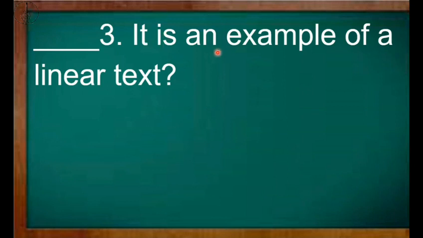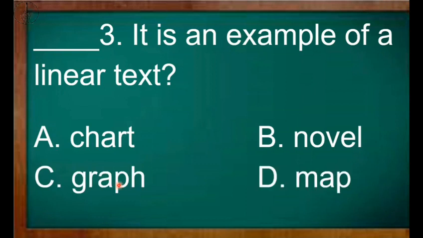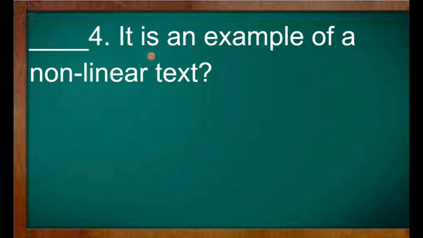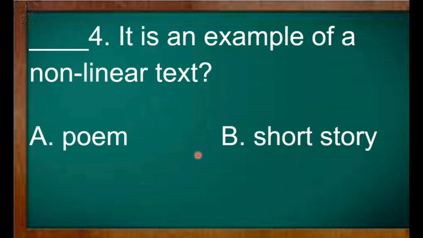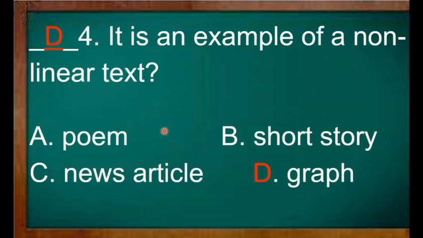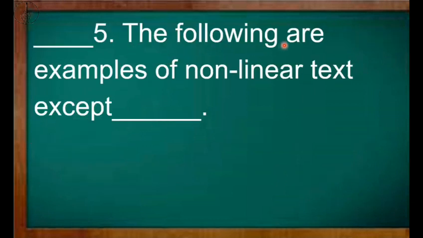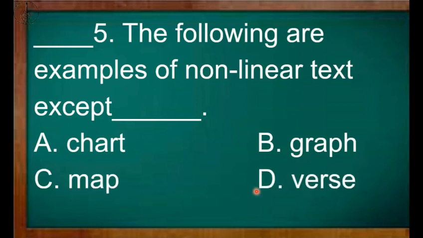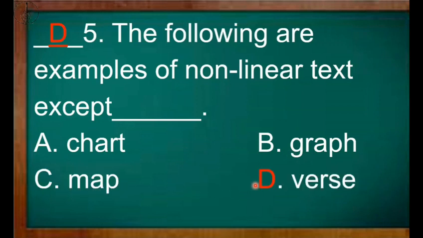Number 3, it is an example of a linear text. A, chart. B, novel. C, graph. D, map. Correct answer is B, novel. Number 4, it is an example of a non-linear text. A, poem. B, short story. C, news article. And D, graph. The correct answer is D, graph. Number 5, the following are examples of non-linear text except A, chart. B, graph. C, map. D, verse. The correct answer is D, verse.